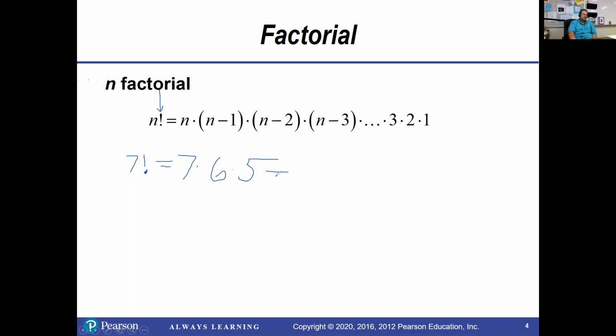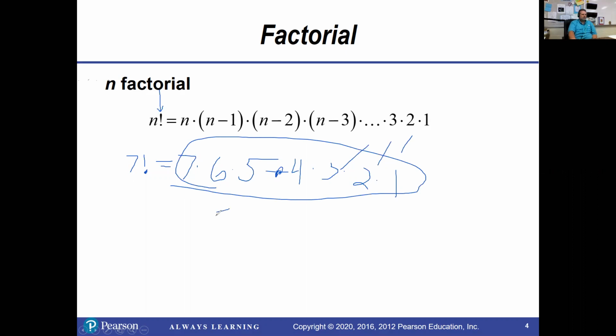It just goes down times 4 times 3 times 2 times 1. So you notice the 1, the 2, and the 3. These are all the numbers in between. So what you would do is multiply all those together and you get a value.